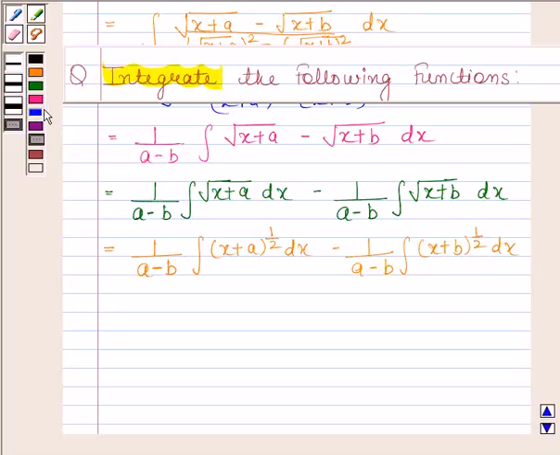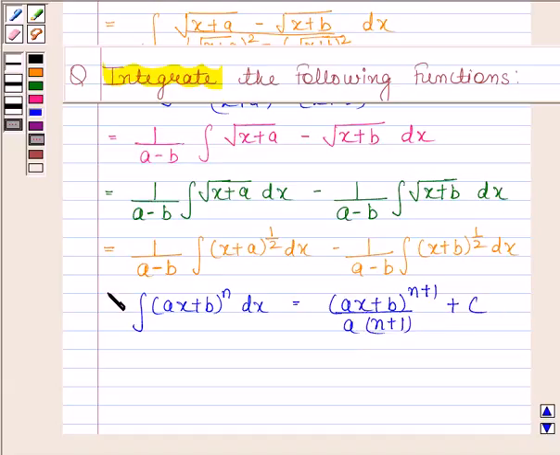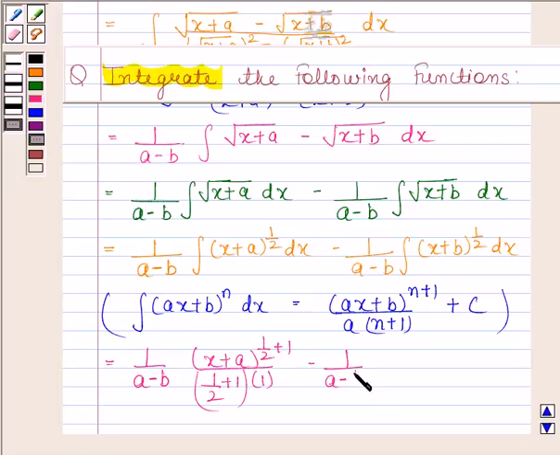We know that integral of ax plus b to the power n with respect to x is ax plus b to the power n plus 1 by n plus 1 into derivative of x, that is a, plus c. So using this formula, integral of x plus a to the power 1 by 2 with respect to x is x plus a to the power 1 by 2 plus 1 by 1 by 2 plus 1 into derivative of x, that is 1.